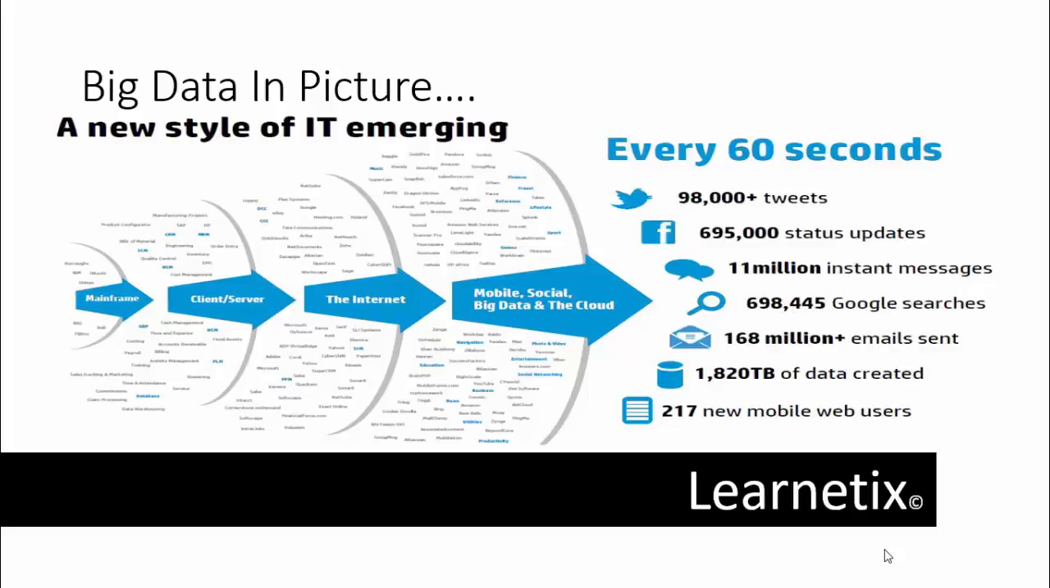I am giving you data for 60 seconds. In every 60 seconds, approximately more than 98,000 tweets are tweeted on Twitter. More than 695,000 statuses are updated on Facebook. More than 11 million instant messages are sent on messaging platforms. More than 698,445 Google searches are going on. More than 168 million emails are sent on Gmail, Yahoo, Hotmail, etc. More than 1820 terabytes of data is created. More than 270 new mobile web users are joining in just these 60 seconds.